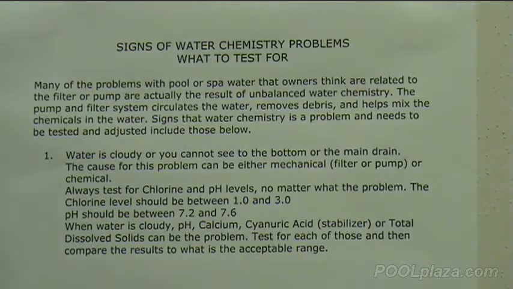When you have cloudy water, in addition to chlorine and pH, you need to test for calcium, cyanuric acid, or pool chlorine stabilizer, and the total dissolved solids in the water. Since most people are not going to have a test kit that tests for total dissolved solids, you may want to take a water sample to a local pool store and get them to test for you and give you the results.